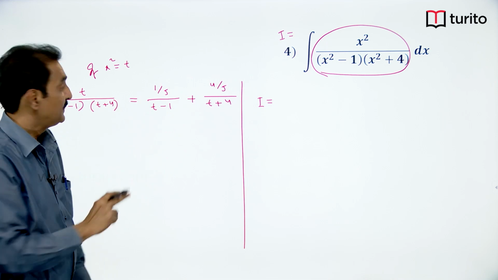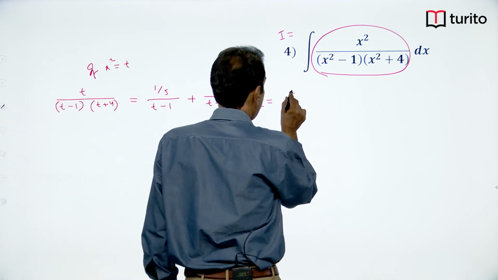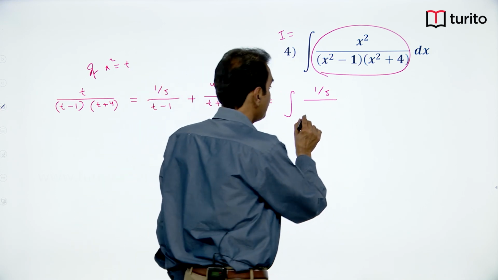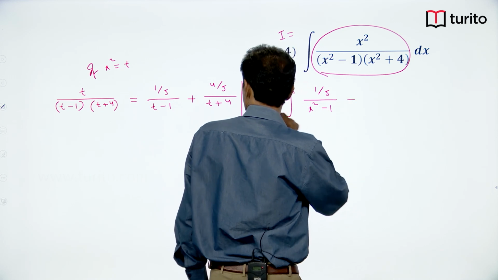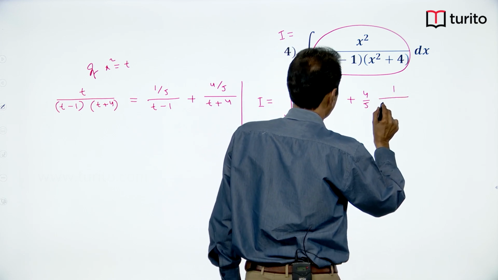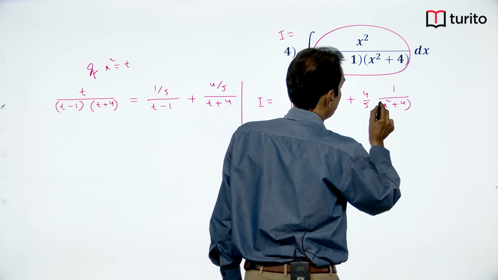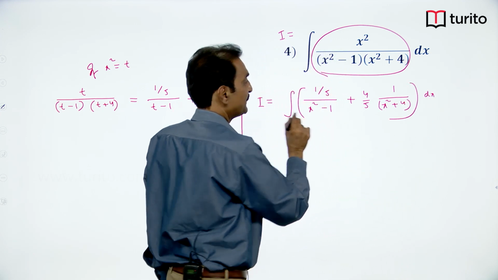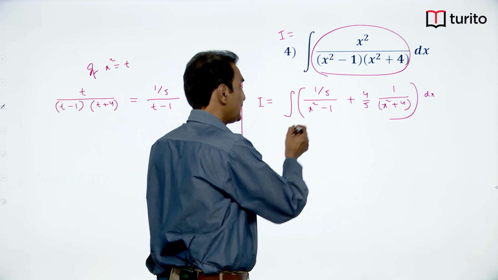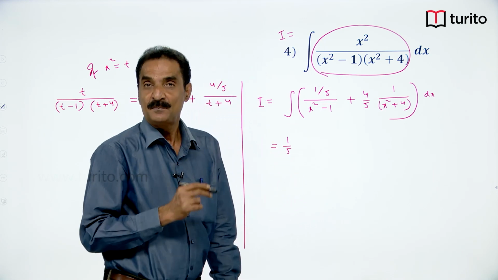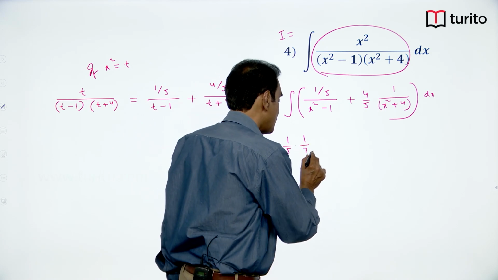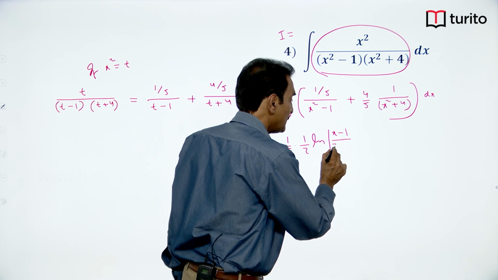Now substitute it there, write t as x square. It will be integral 1 by 5 by x square minus 1 plus 4 by 5 into 1 by x square plus 4 dx. Now, both are standard integrals, 1 by x square minus 1 and 1 by x square plus 4. What is the integral of 1 by x square minus 1? 1 by x square minus a square is 1 by 2a log mod x minus a by x plus a. So, its integral is 1 by 2 log mod x minus 1 by x plus 1.